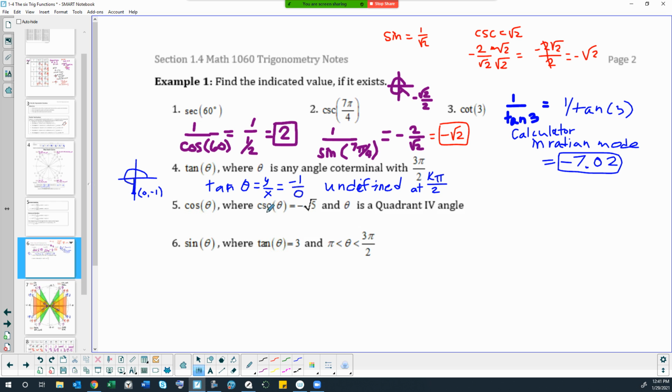Okay, cosine. Cosine theta, where cosecant is the negative square root of 5 and theta is quadrant 4. Okay, so we don't care exactly where the angle is, it's just quadrant 4. I usually sketch it just to keep that in my head. Cosecant is the reciprocal of sine. So knowing that the cosecant of theta is negative square root of 5 tells us that sine is negative 1 over square root of 5 because it's the reciprocal. Well, we are asking for cosine, not sine, and cosine in quadrant 4 is positive.